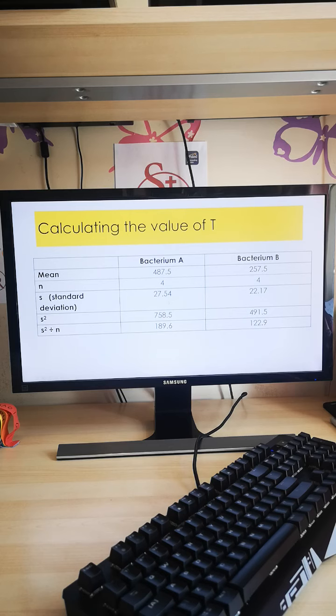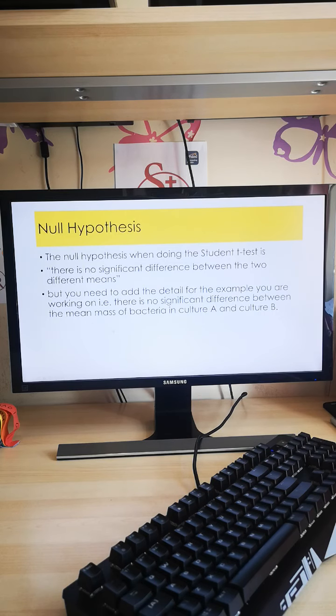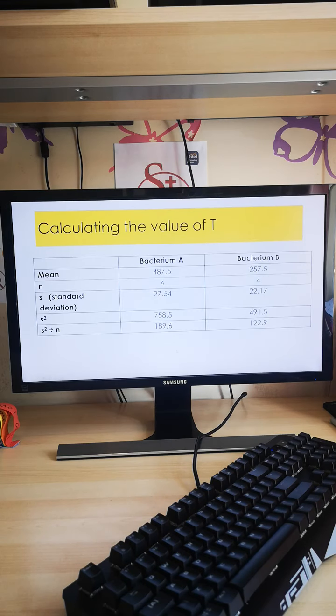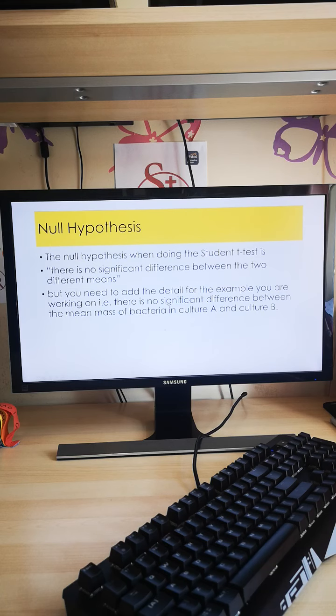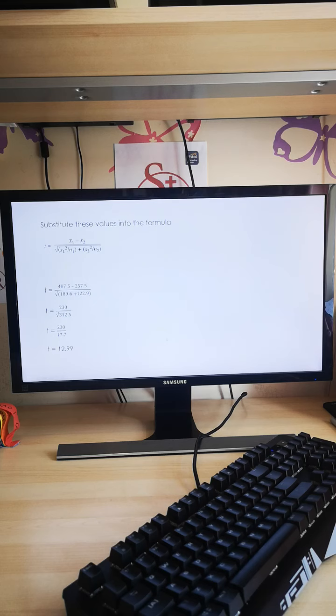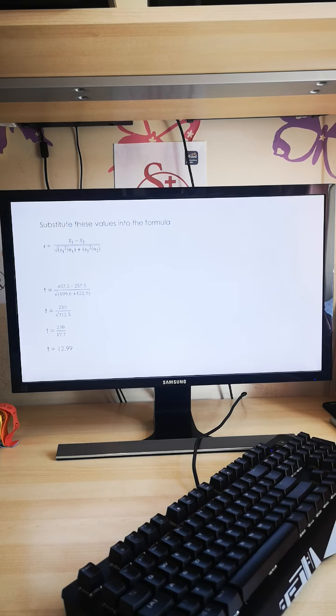So we're not going to try and calculate standard deviation today, but with that standard deviation, I can then do my standard deviation squared and my standard deviation squared divided by the number. Remember, the number is the number of measurements in that sample. We did 4 measurements, so I've divided by 4. Now we can put that into the formula. You can see that we've just placed that data into the formula and then applied the formula through until we've calculated our t-value.